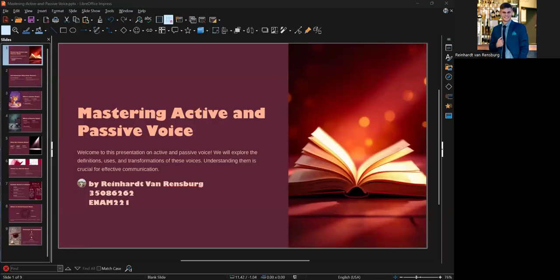Welcome to the lesson on active and passive voice. My name is Rana van Rensburg, and today we are going to break down one of the most important concepts in English grammar. By the end of this lesson, you'll be able to identify active and passive voice, convert sentences between the two forms, and understand when and why to use each voice effectively. We'll also do some fun practice activities, so be sure to follow along and let's get started.